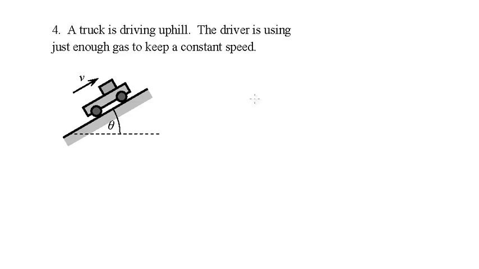So here we are with problem 4 on this review sheet. We have a truck driving uphill, the driver using just enough gas to keep a constant speed. And this is where what we know about forces comes in really important. So the driver is using just enough gas to keep constant speed. Constant speed means acceleration is 0, or 0 if you draw it correctly. There we go. Okay, so here's our free body diagram for the truck.